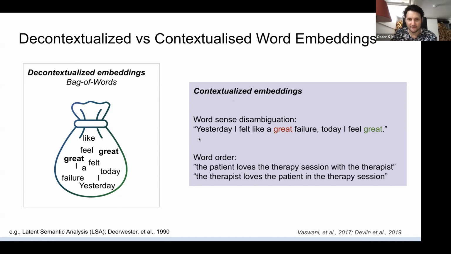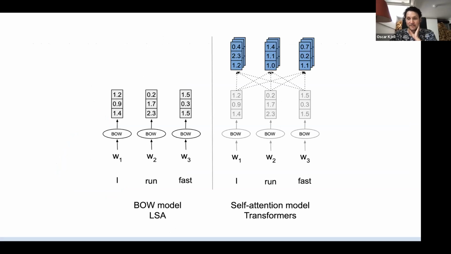So we can take this sentence, for example: yesterday I felt like a great failure. Today I feel great. Here, great has 2 very different meanings, but in a bag of words approach, great always gets the same semantic representation. But then quite recently, around 2017 and 2018, in computer science, they developed a new type of language model that they refer to as transformers, which take the context a word is in into account.